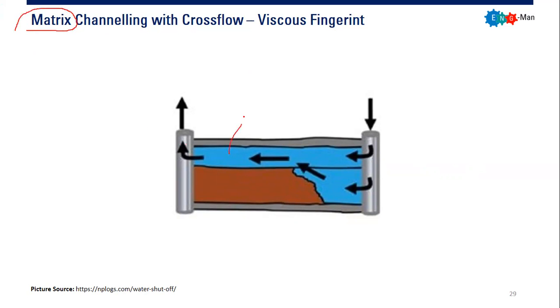So like in this case, this layer will have matrix permeability, let's say K1, and this is K2. And in this case, of course, K1 is greater than K2. And then the problem is worse because we have viscous fingering as well. Okay, this is a combined problem of permeability contrast and mobility ratio contrast. And you may or may not have a permeability barrier between the two layers.